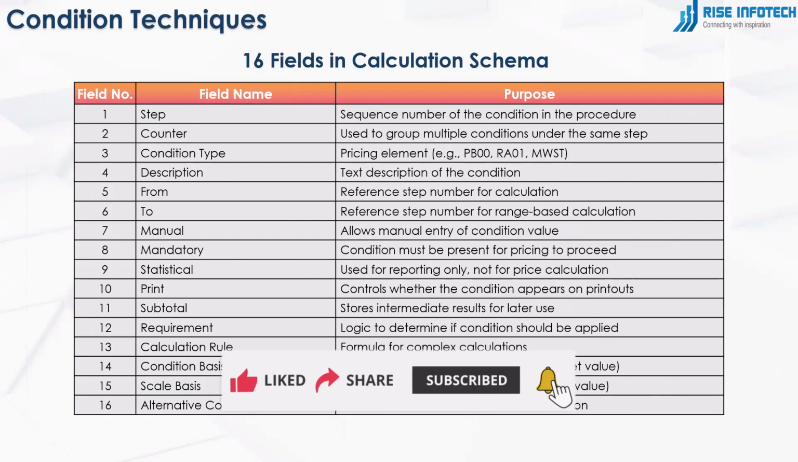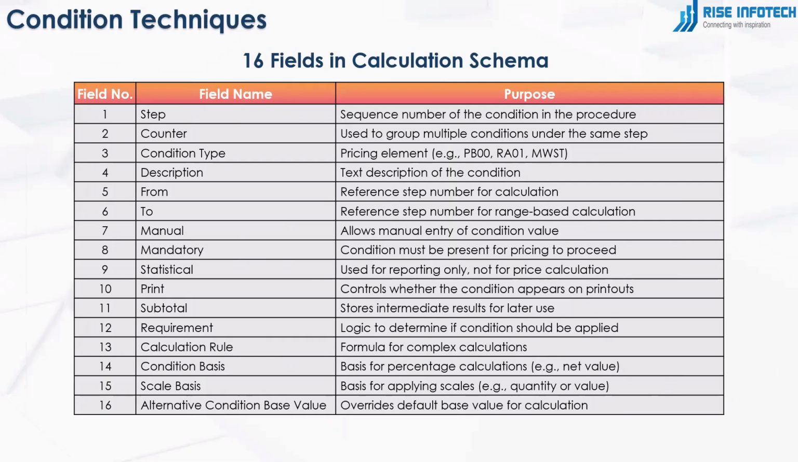Next one is counter. It is used to group multiple conditions under the same step. Next is condition type. It is the pricing element. And next is description. It is a description given to the condition. And next is the number range from and to. It is from which date to which date it is valid. Next one is manual. It allows manual entry of the condition value. Next is mandatory. The condition must be present for pricing to proceed. Statistical. It is used for reporting, not for price calculation.